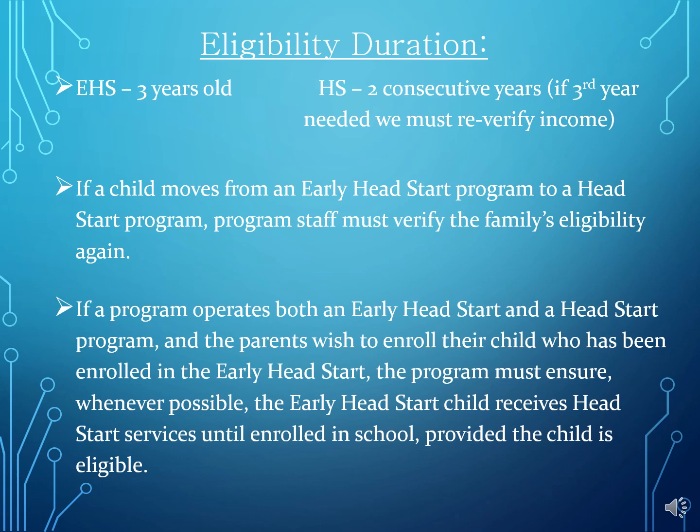For Head Start, they are good for 2 consecutive school years. If they need a 3rd year, then we must re-verify income all over again. Again, if a child moves from an early Head Start program to the Head Start program, the program staff must verify the family's eligibility again. As I said before, we do that 6 months prior to the child turning 3.